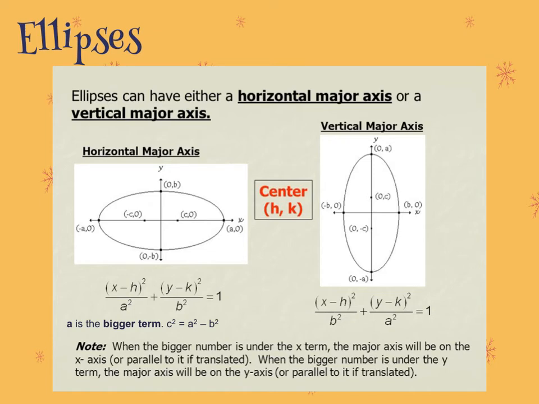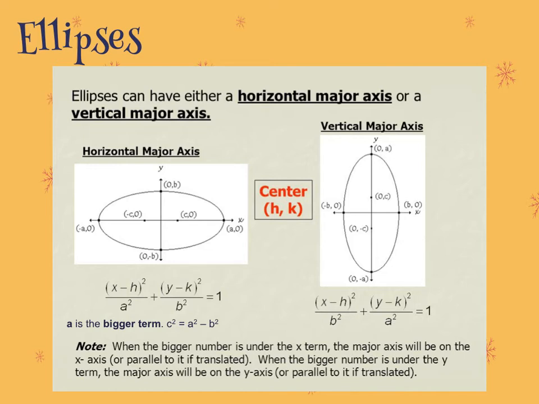Okay, then came ellipses. So ellipses were our oval-shaped conics, okay? Just like parabolas, ellipses can either have a horizontal major axis or a vertical major axis. The one on the left is my horizontal. It's wider than it is tall. The one on the right is my vertical. It's taller than it is wide. What makes the decision to make it vertical or horizontal is whichever fraction the larger number is under, right? It's not necessarily the order.